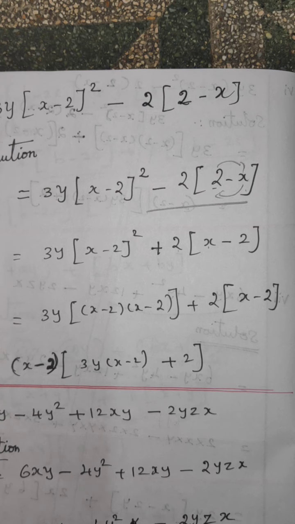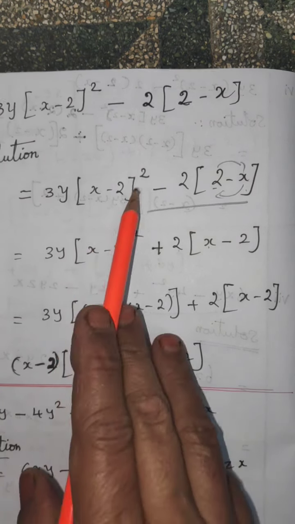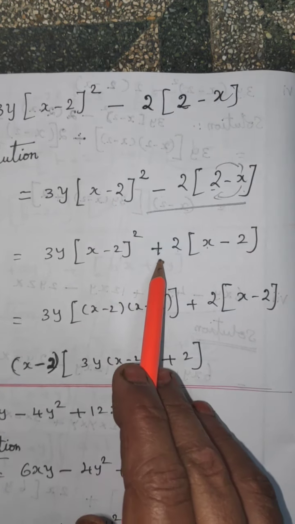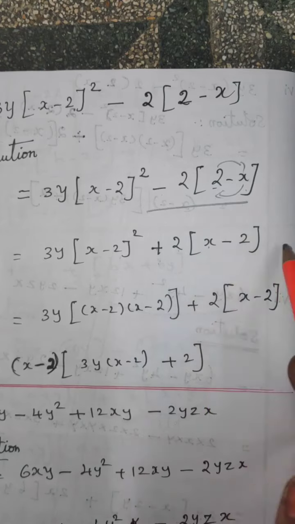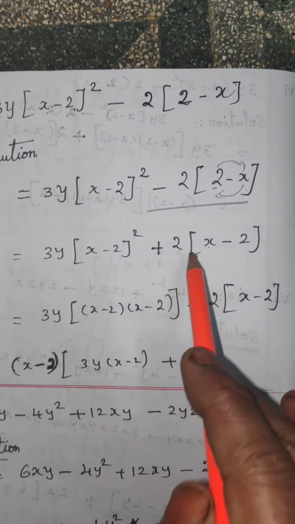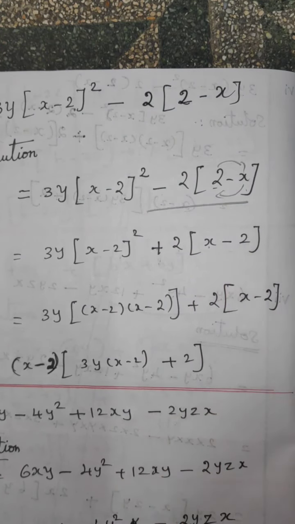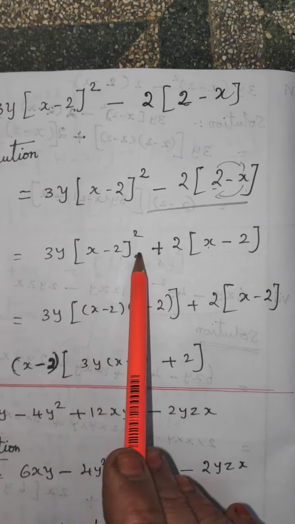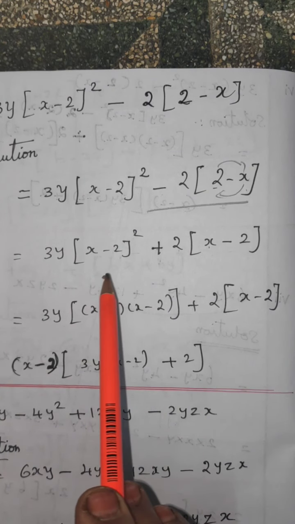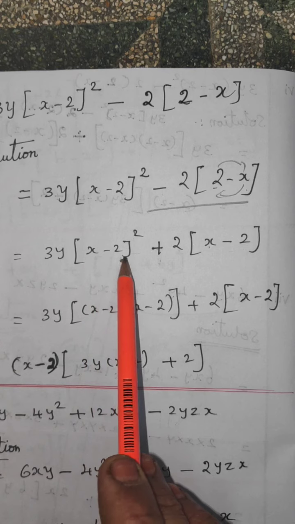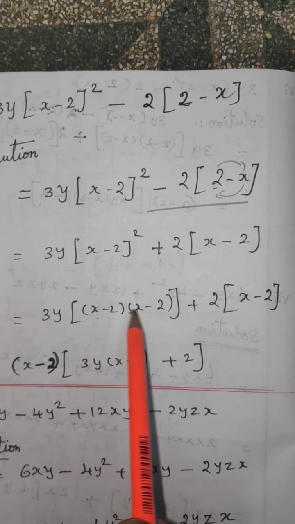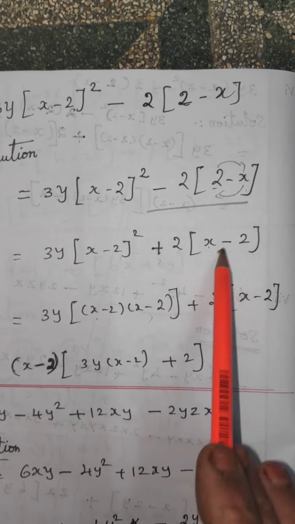Minus symbol change and write the plus symbol, plus symbol change and write the minus symbol. Next, 3y into (x minus 2) whole square, minus plus 2, change and write. This symbol change. After that, immediately you change x minus 2: 3y into (x minus 2) whole square. For x square, how do you write it? x into x. The same x minus 2, also you write 2 times: x minus 2 plus 2 (x minus 2).